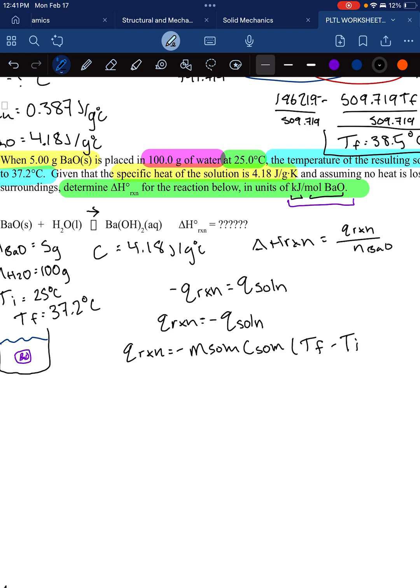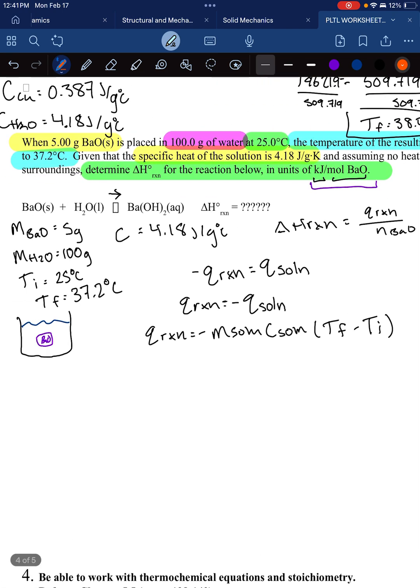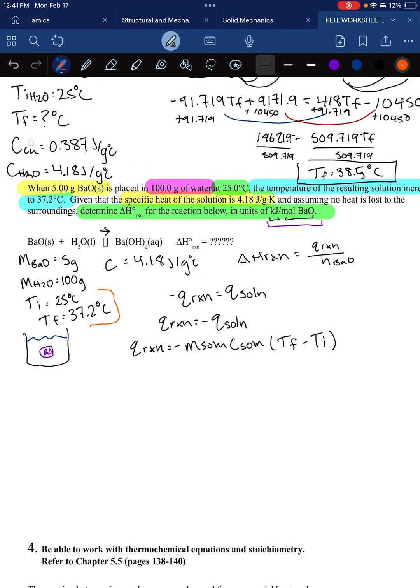Final minus initial for the solution. And T, F, and Ti are simple because they're just given to us, right? It's at 25 degrees, then we put it in, and now it's at 37.2 degrees, so that works for the solution. And it also gives us C of the solution, which is nice and simple.